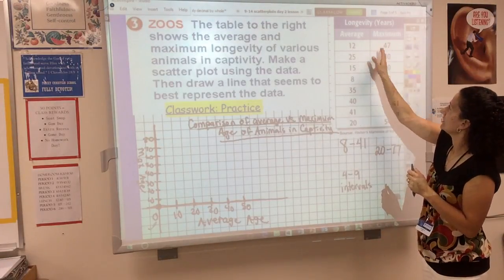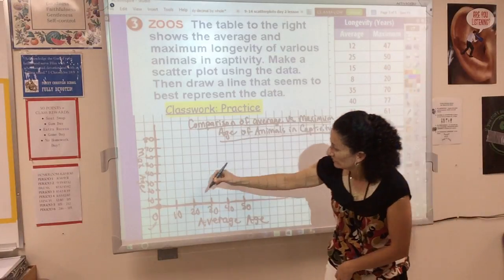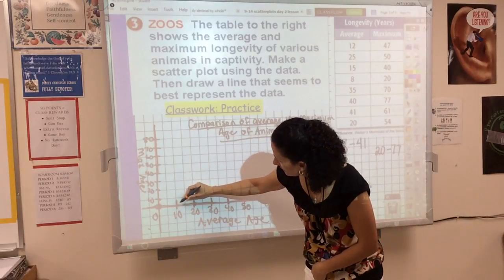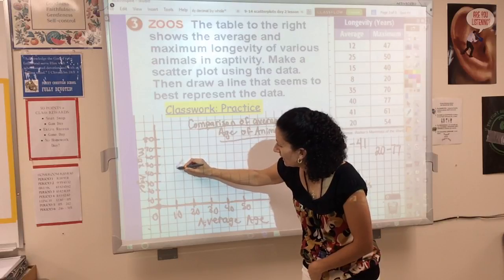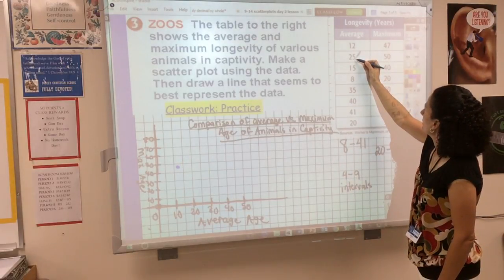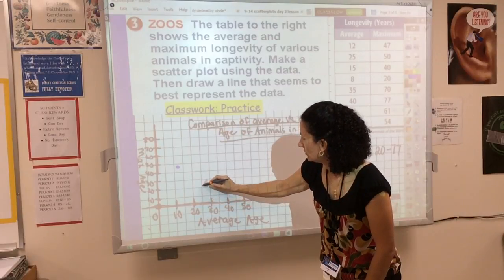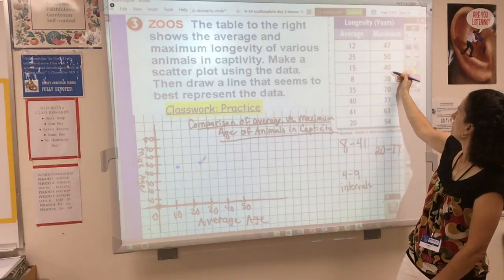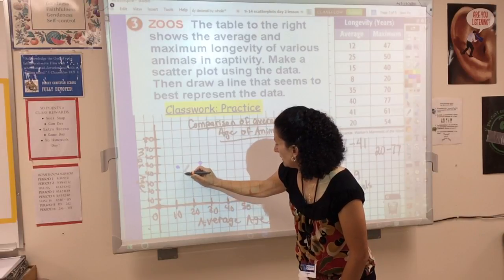So this animal, whatever it is, its average age was 12 years, its maximum age is 47. So I'm going to find 12, I'll use a different color here. I'm going to find 12, which is approximately here, and 47 on my y-axis, which is approximately here. Okay, I can't get an exact because I'm counting by tens. This animal, 25 was his average, 50 is his maximum, 25 would be right in the middle, 50 is right on the line there, that was an easy one. 15 and 40, so 15 is right in the middle, and 40 right here.